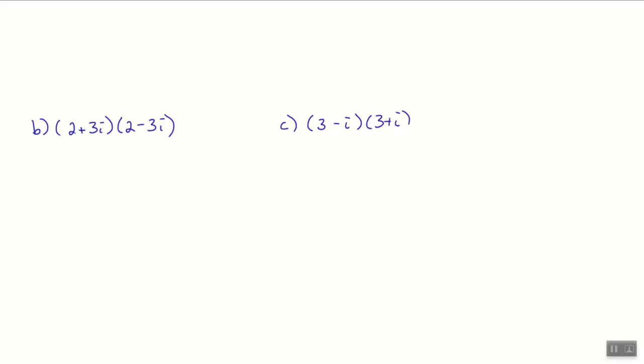Okay, if you are done with B and C, couple things. You should only get a real number. There should not be an i in your answer anymore on B or C. If you've gotten there, awesome. What I want you to do is check with your neighbors. See if there's a shortcut that we could use to not have to FOIL, specifically problems like B and C.